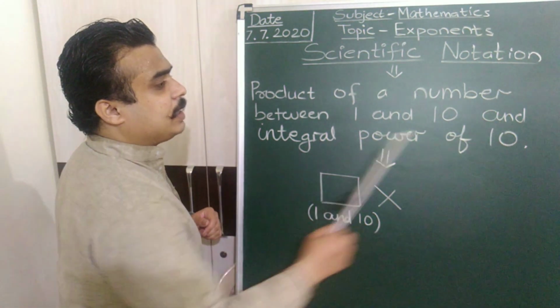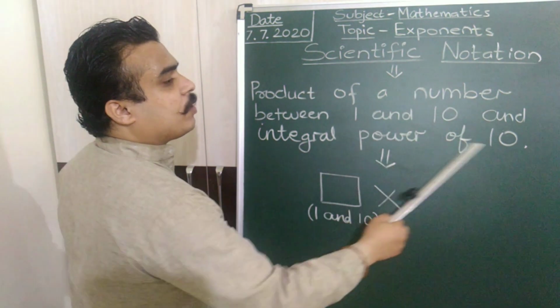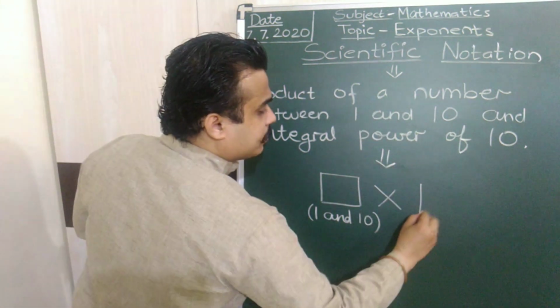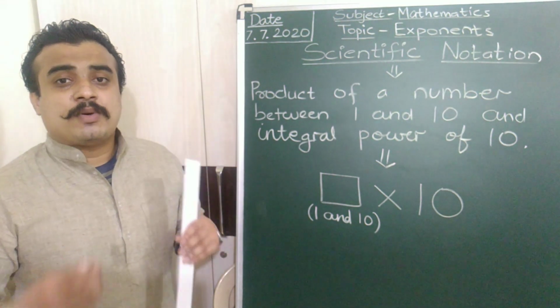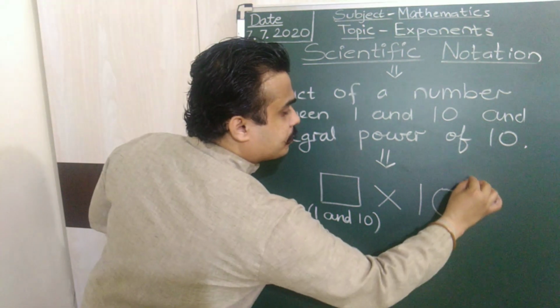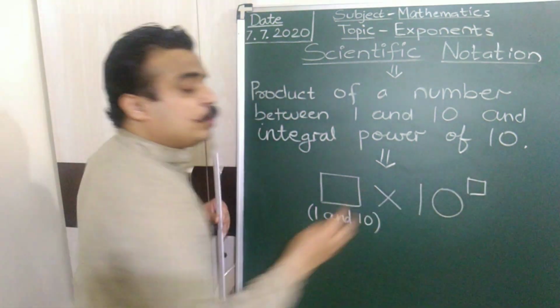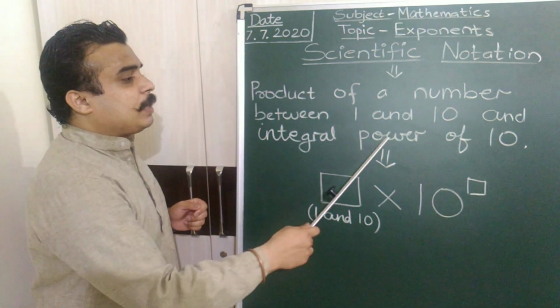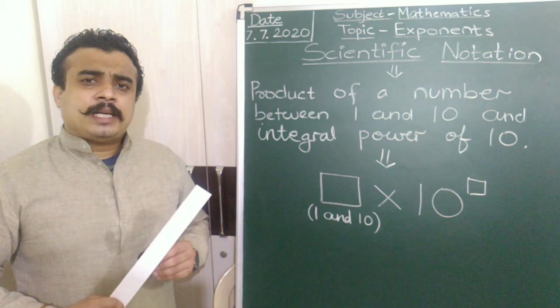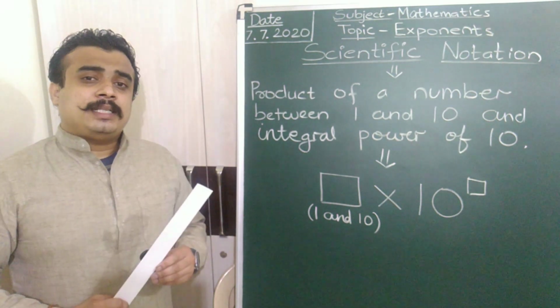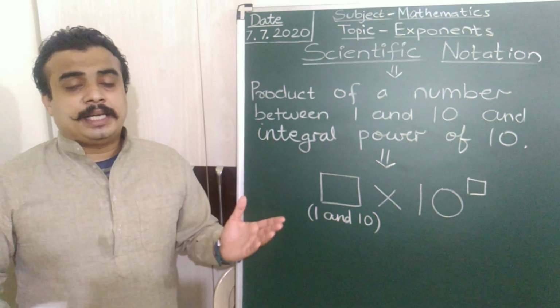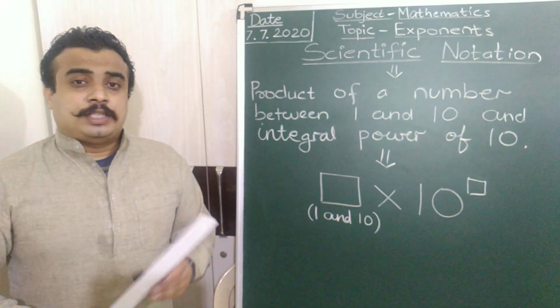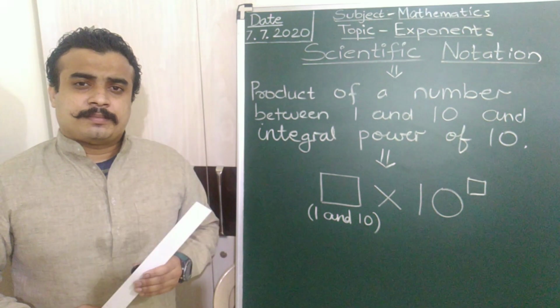The second thing they are saying is an integral power of 10. That means in terms of power of 10, that power should be an integral power. What do we mean by integral power? Integral power means it could be a positive integer, it could be a negative integer, but it should not be a fraction.